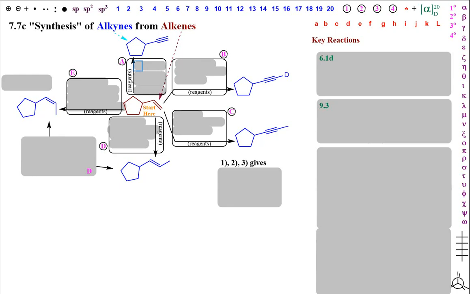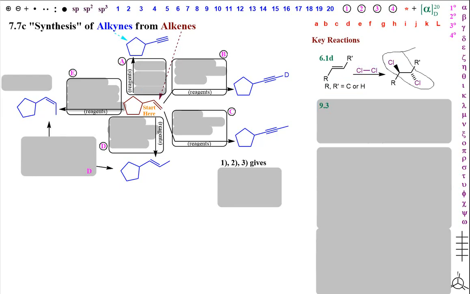Before we begin, though, we have to review an old reaction and look a little bit ahead at a new reaction. The old reaction is the halogenation of an alkene using a halogen such as chlorine, and we get a vicinal dihalide with anti-stereoselectivity. This works for any alkene with carbons or hydrogens on the end.